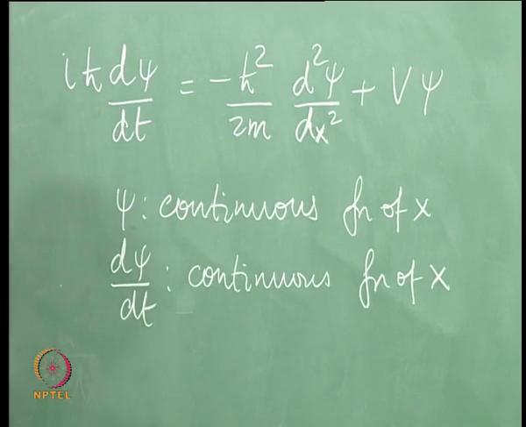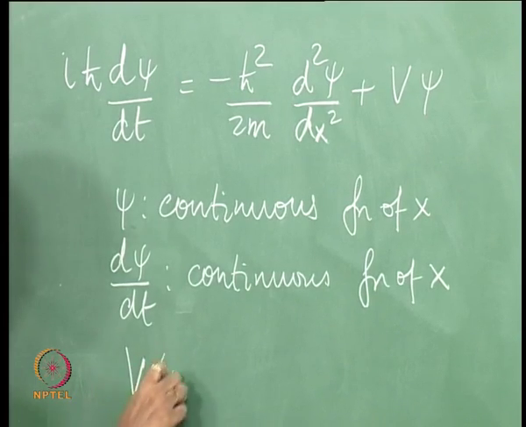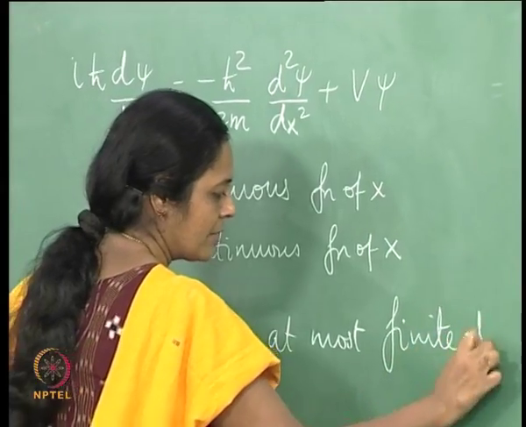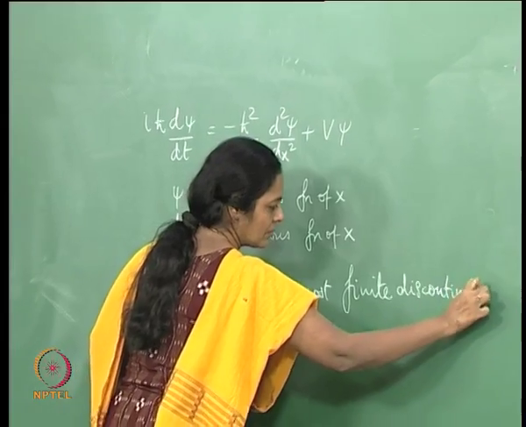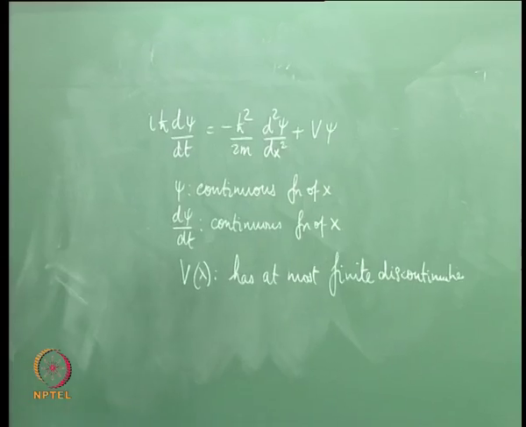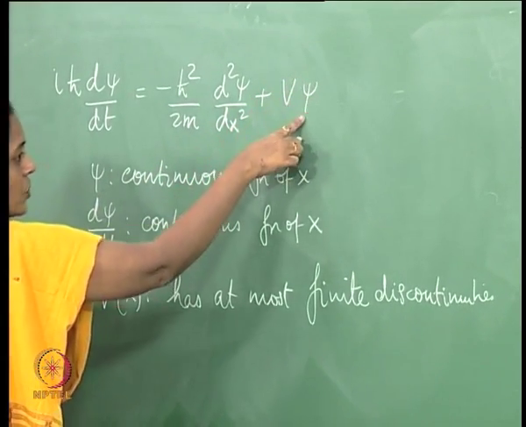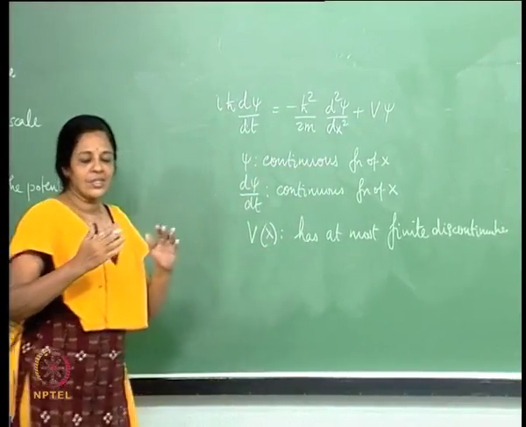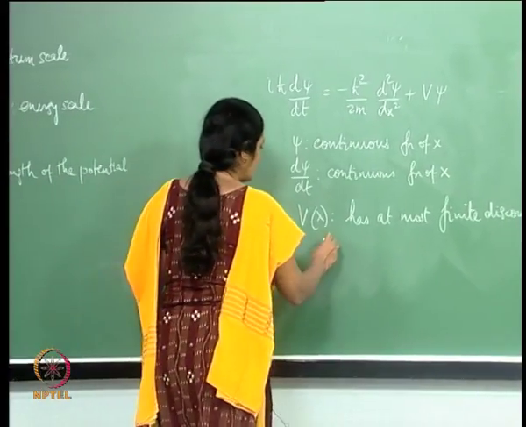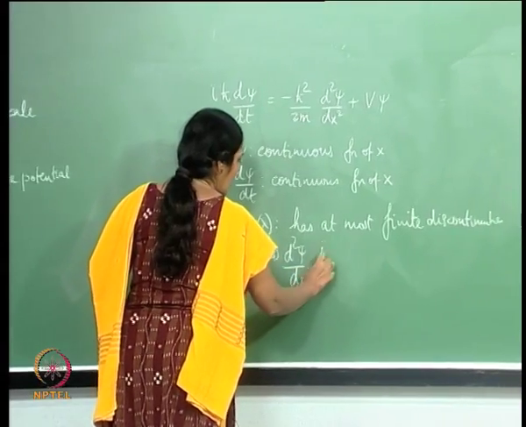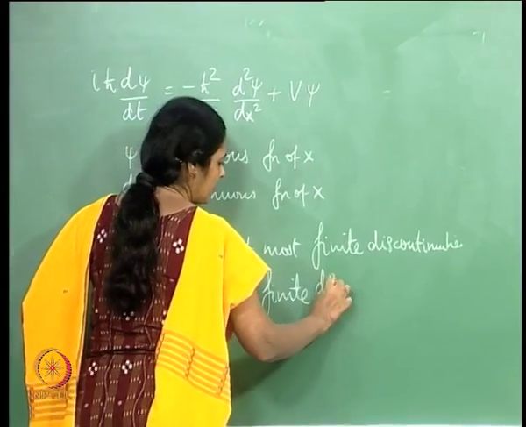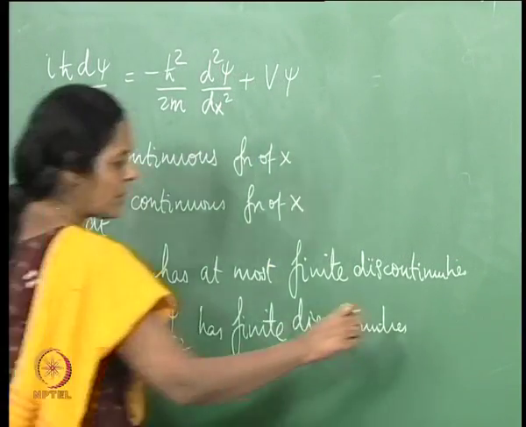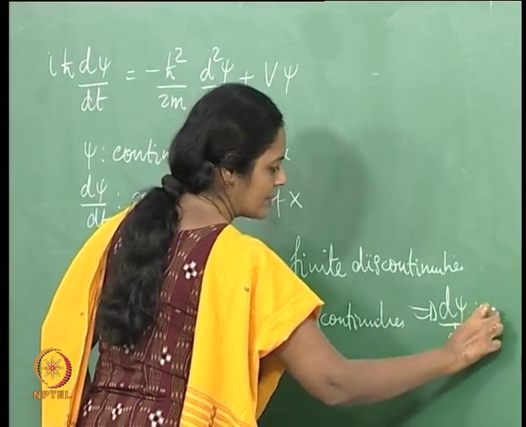Now, look at the right hand side. We assume that the potentials that we are considering have at most finite discontinuities, at some specific values of x. Now, if V of x has finite discontinuities, so does this. But the left hand side is a continuous function of x. And therefore, between the two terms in the right hand side, these discontinuities should cancel out, which means d2 psi by dx squared, the second derivative, has finite discontinuities. In order to cancel out these discontinuities in the potential V of x, that implies that d psi by dx is a continuous function of x.